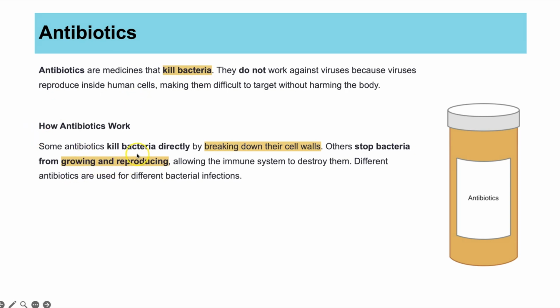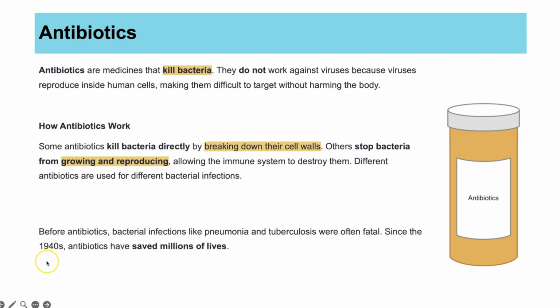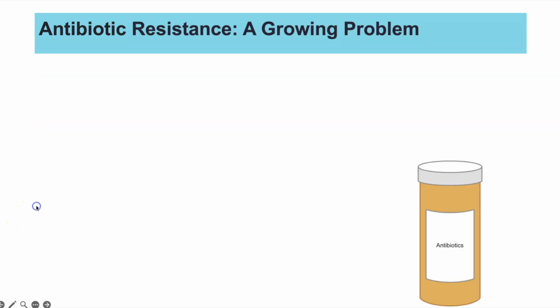The way that antibiotics work on bacteria is that they can either break down the cell wall of the bacteria, and that causes them to be destroyed. And also, some antibiotics will stop the bacteria from growing and reproducing. So different antibiotics are used for different bacterial infections, and they do work in different ways. Now, before antibiotics, bacterial infections like pneumonia and tuberculosis were often fatal. And since the 1940s, when antibiotics were discovered, antibiotics have saved millions of lives.